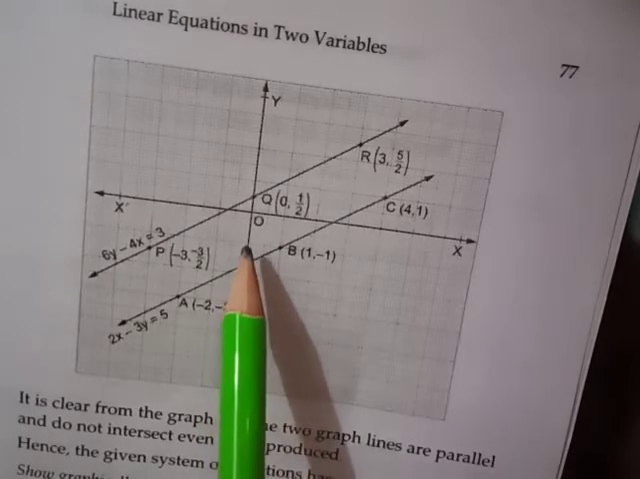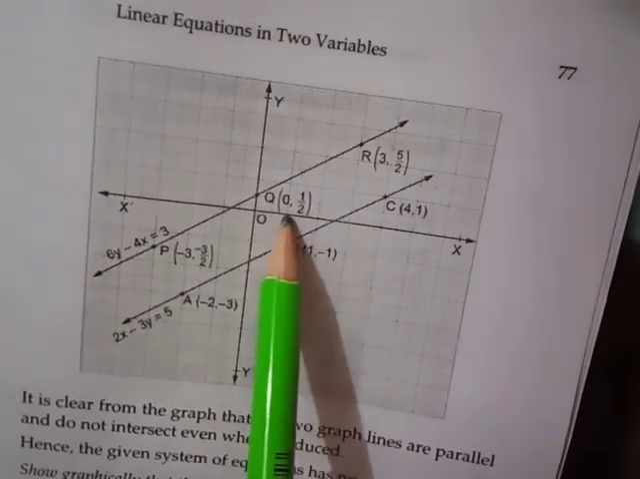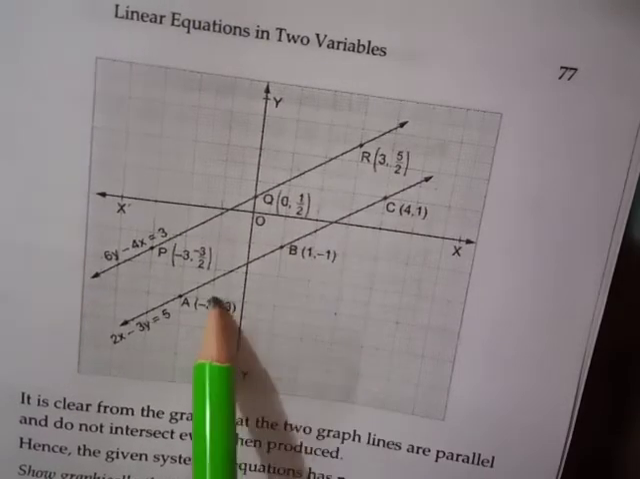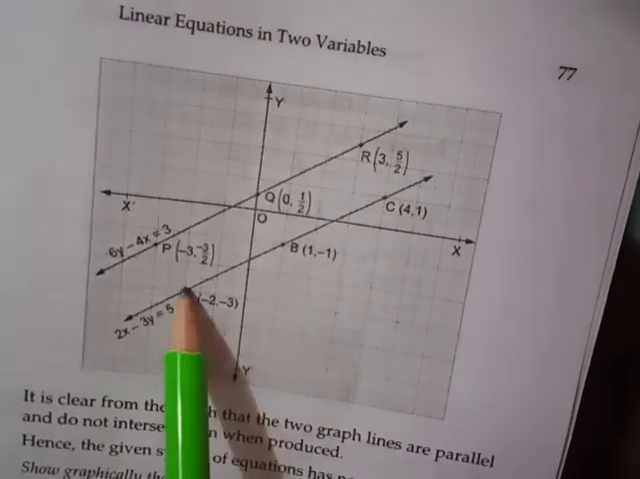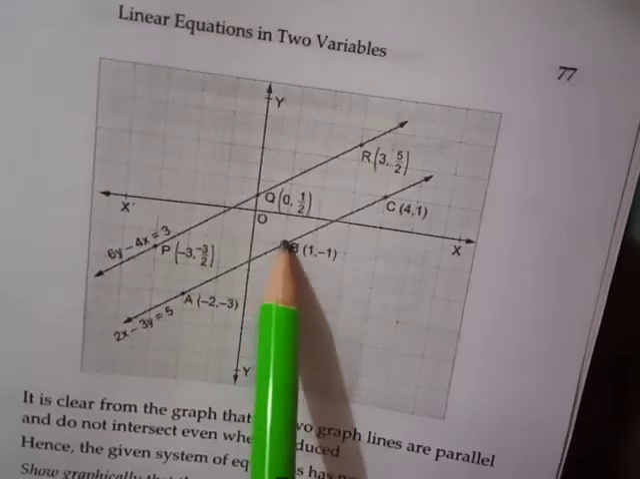X is 1 and y is minus 1. This is the point B. Plot these points A and B.